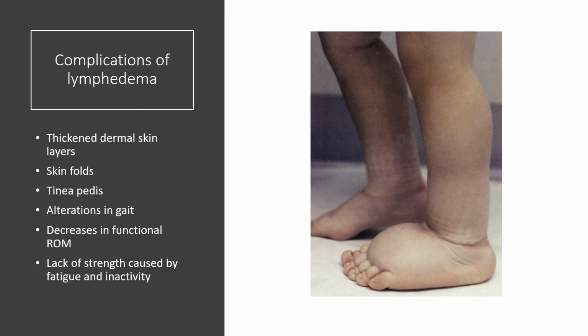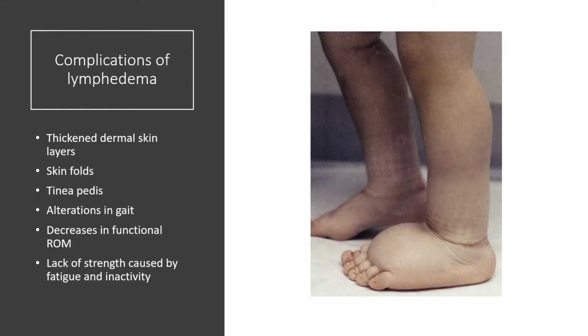But in a patient who's suffering from lymphedema, you may notice alterations in gait. So the patient may present with different types of gait, including antalgic gait, where the patient's favoring the side that's not affected by the lymphedema. The patient may also have decreases in functional range of motion and a general lack of strength because the patient's probably not going to be walking on the side that has the lymphedema just because of the pain and the general fatigue.